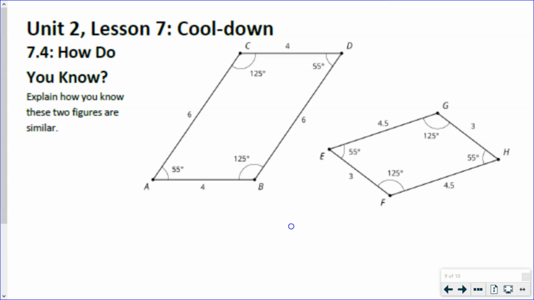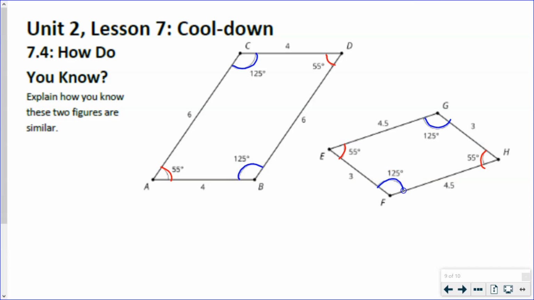And now it's time for our cool down. Are these two figures similar? Explain how we know. First of all, I'm seeing a 55-degree angle, and look at that, a 55-degree angle. That's encouraging. 55-degree angle, 55-degree angle, 125-degree angle, 125-degree angle, so that's all great. Our angles are the same, so I did the first step, I checked the angles.